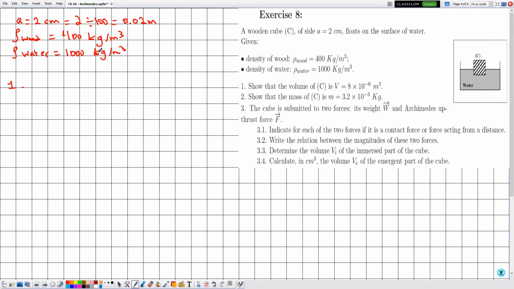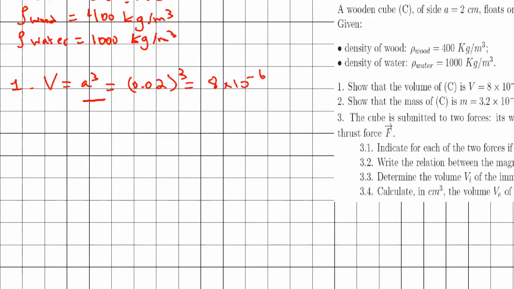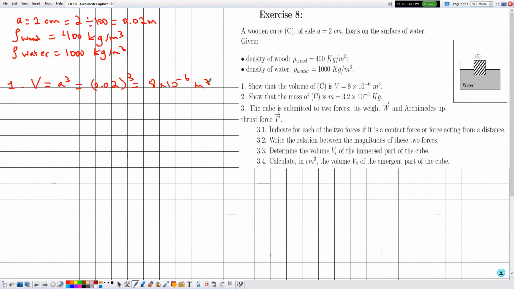This is trivial. We know the side of the cube and this is a regular shape. We can say that V is equal to A to the power 3, so 0.02 to the power 3. Plugging this in the calculator, it will give us 8 times 10 to the power minus 6. Since the side of the cube is in the SI, the volume V will be in the SI, which is meter cube. So the volume of the cube is given by 8 times 10 to the power minus 6 meter cube.